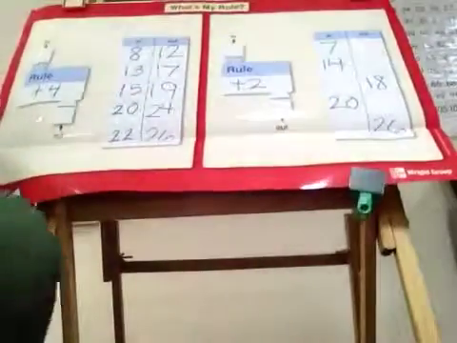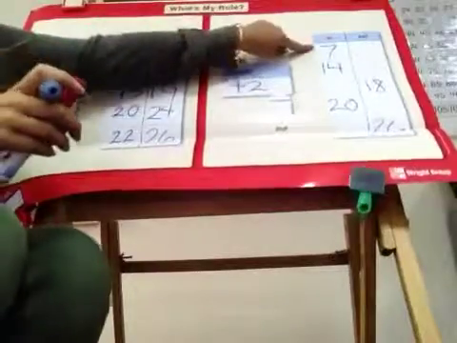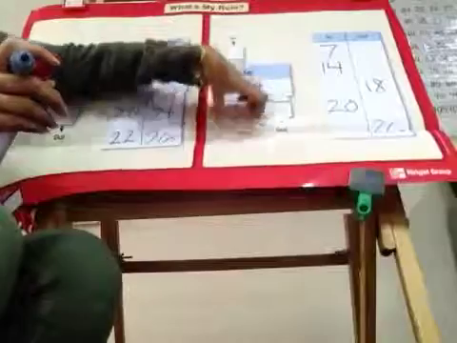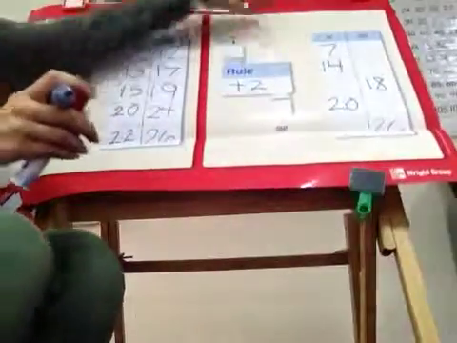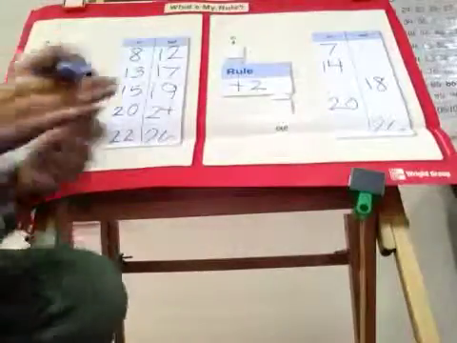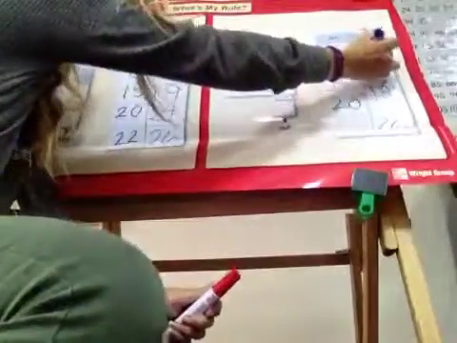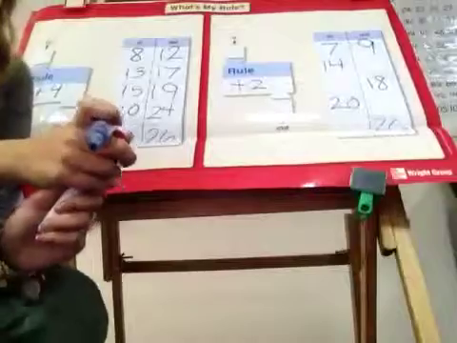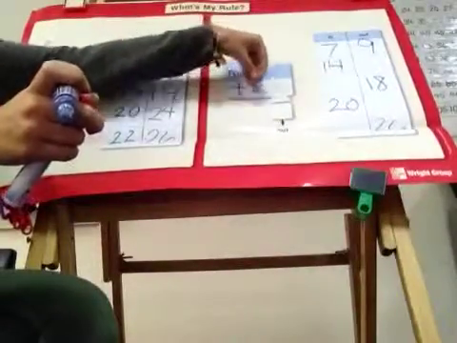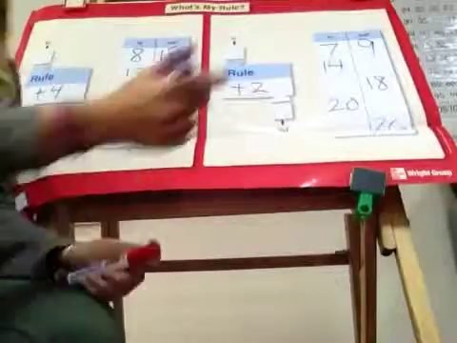Now, when your number is in the in box, you can follow the rule because you're putting it in the machine from the top where it's supposed to go. So 7, we put it in the machine, plus 2 equals 9. So we put 9 in our out box. Now we have 14. So 14 put into the machine, 14 plus 2 equals 16.